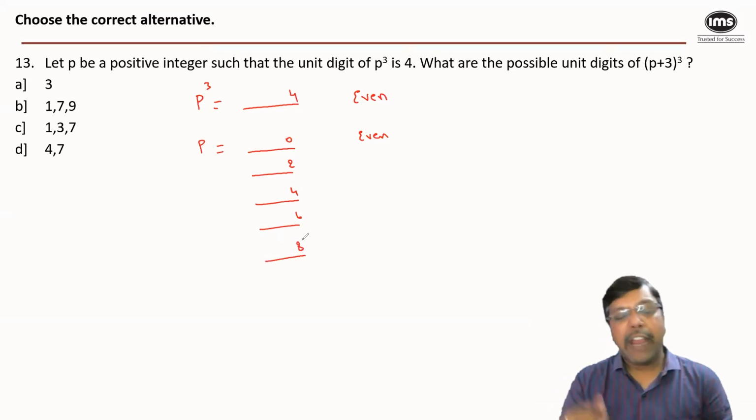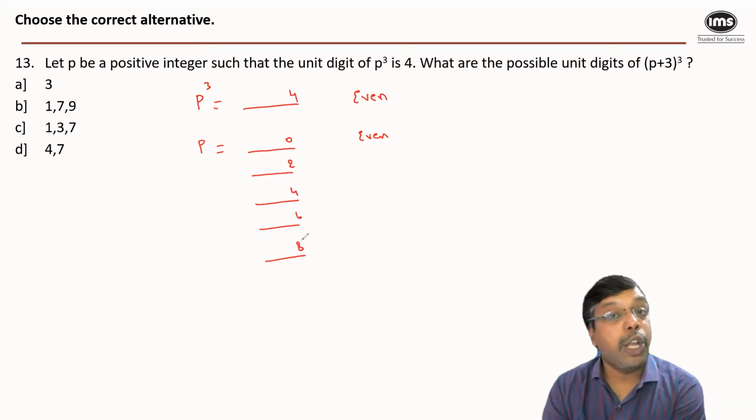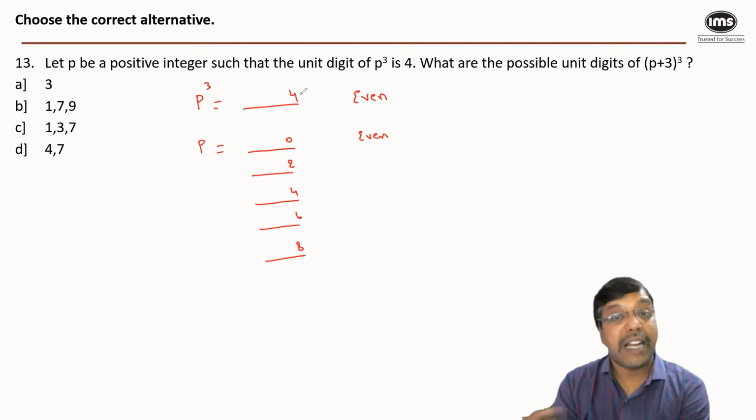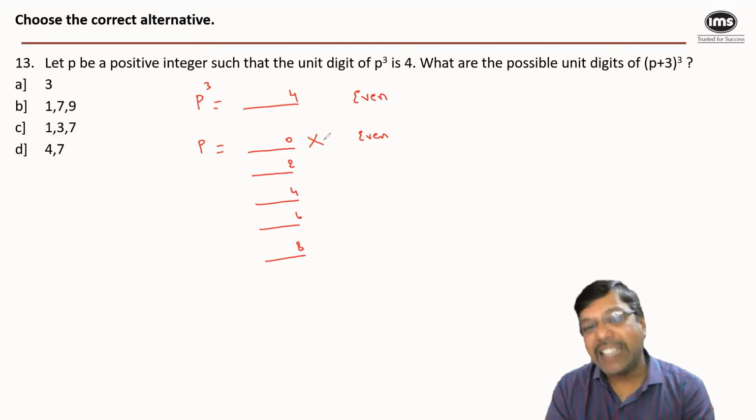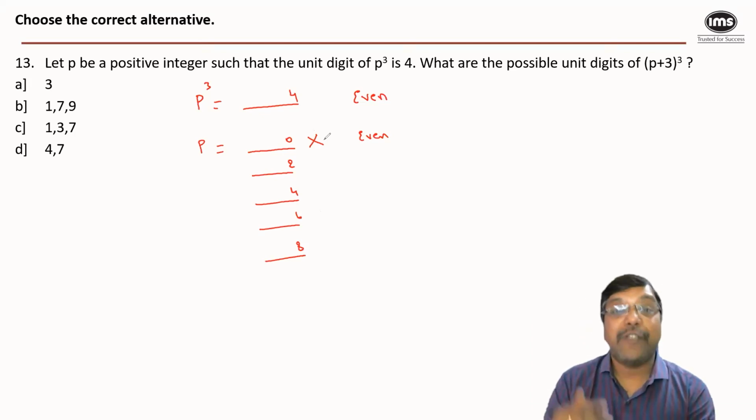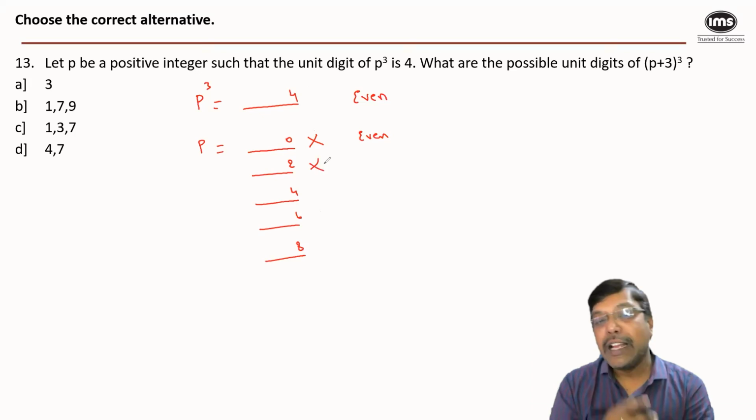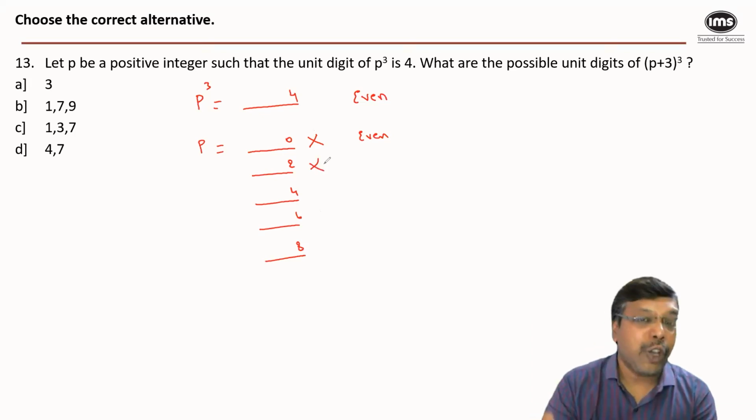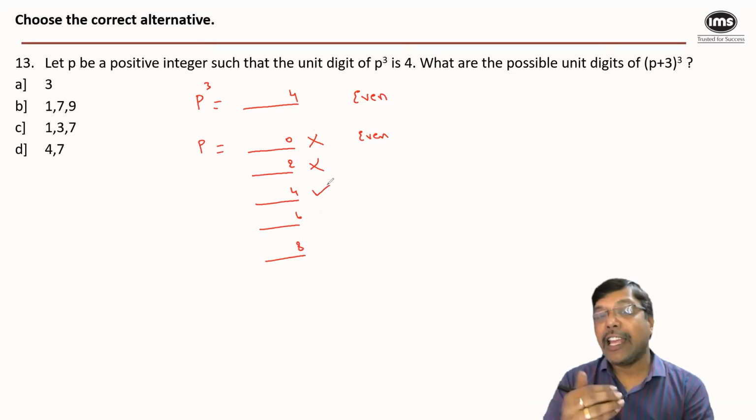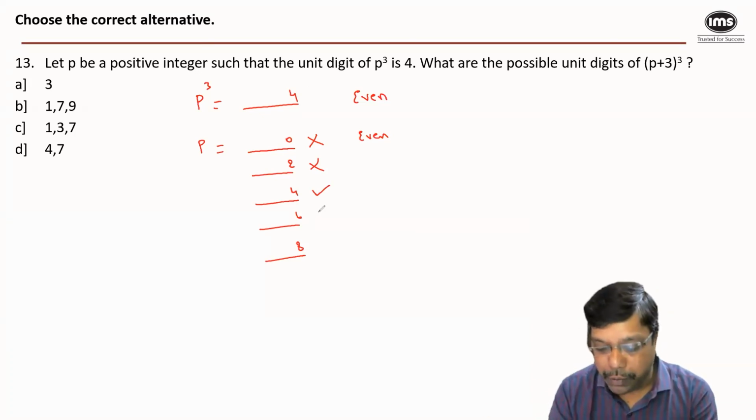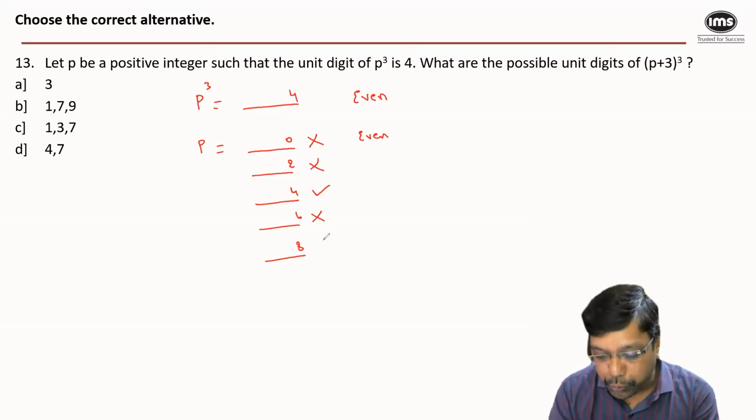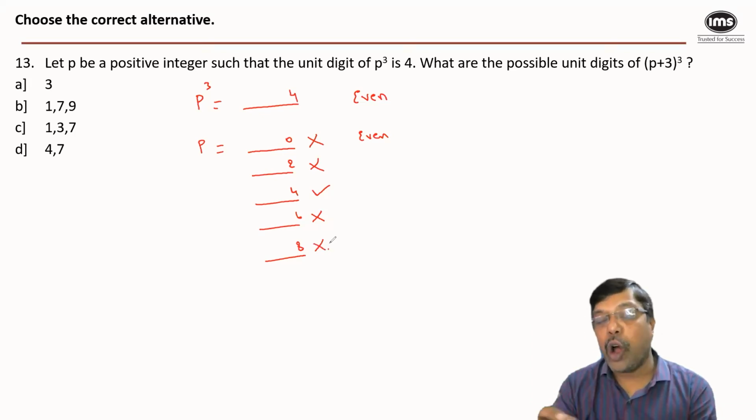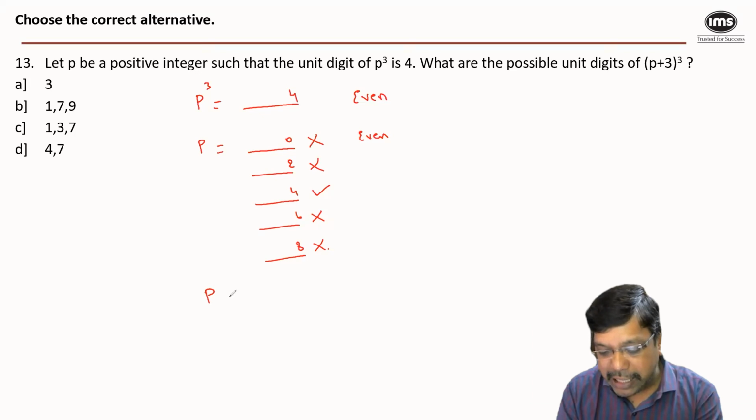But the problem is, if P is ending with 0, then P cube will also end with 0. But P cube is ending with 4. So P cannot end with 0. If P is ending with 2, then P cube will end with 8. So not. If P is ending with 4, P cube will end with 4. If P is ending with 6, P cube will end with 6. And if P is ending with 8, P cube will end with 2. So from here, I can confidently determine that P is the number that ends with 4.